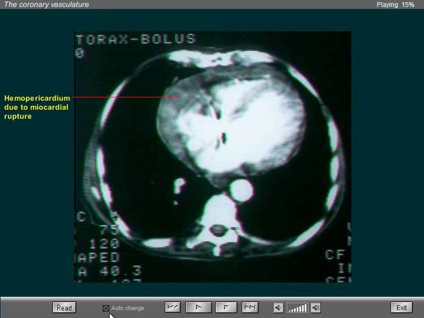This patient had a ruptured heart following a myocardial infarction. Note the accumulation of blood surrounding the heart.